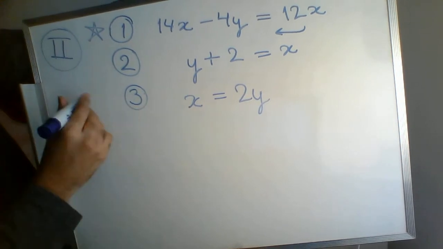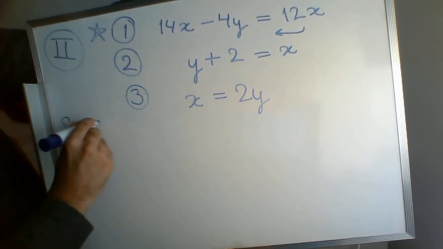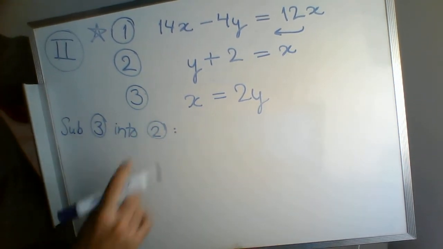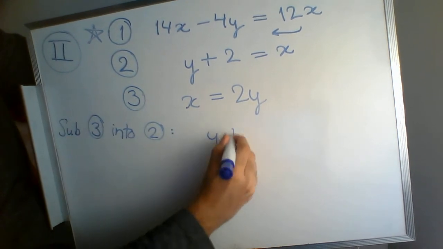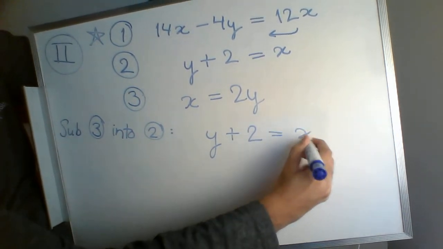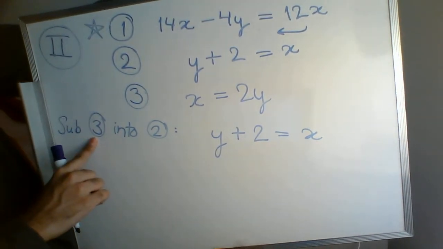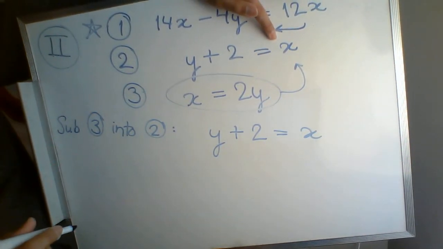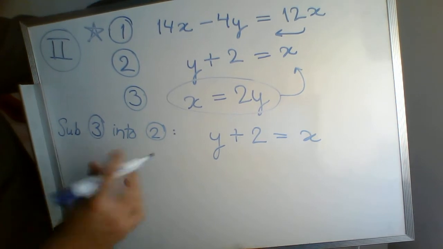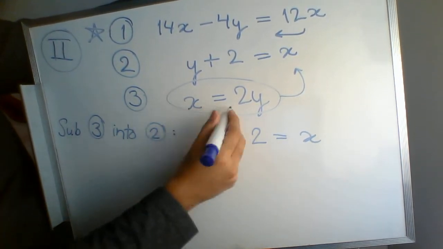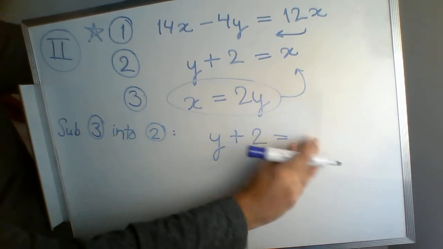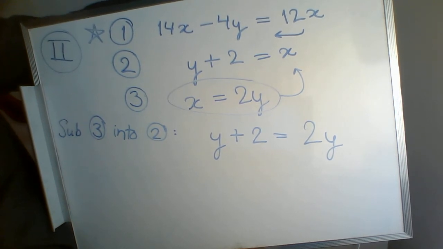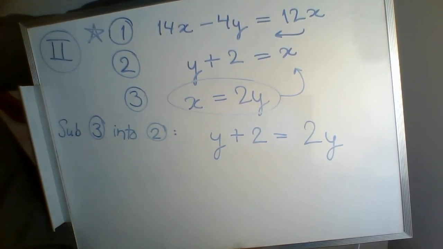So you can choose whichever one you want to sub into the other one. I'll sub equation 3 into equation 2. So what that's going to look like is I rewrite equation 2. So I've got y plus 2 equals x, but don't write the x because we want to do that substitution. We want to take this relationship right here and throw it in place of that x in equation 2. So instead of having y plus 2 equals x, well, we know x is equal to 2y. So I'm going to get rid of that x and throw in a 2y down there.